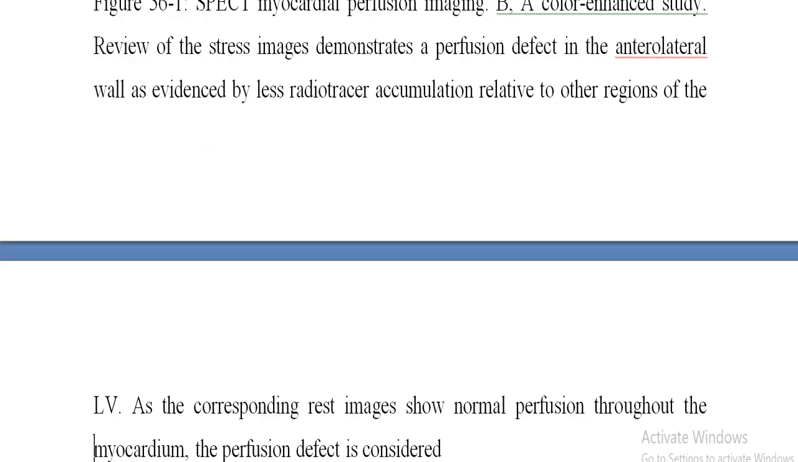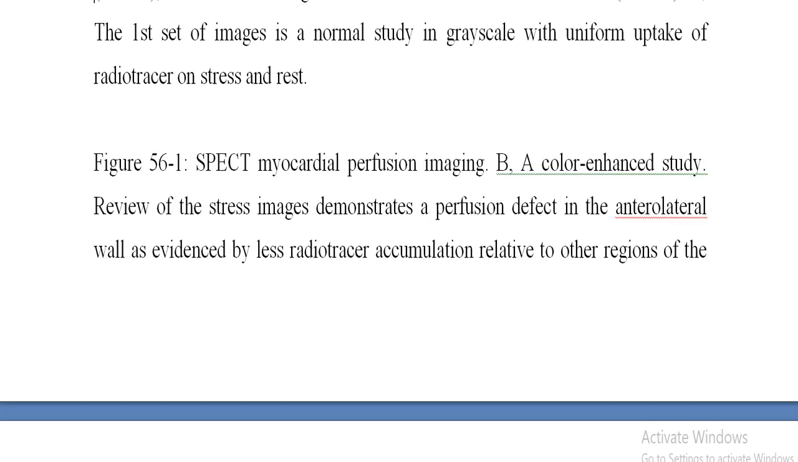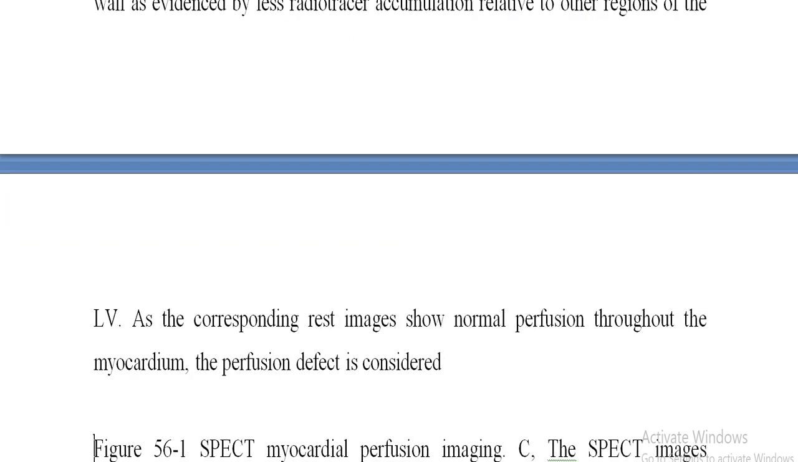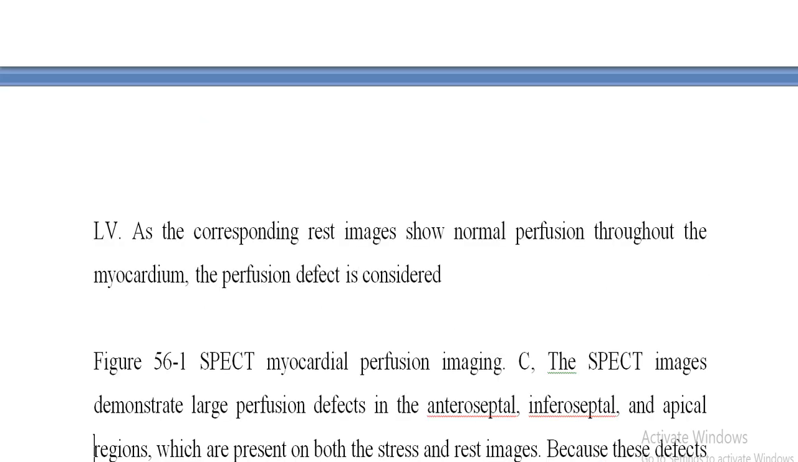Figure 56-1, SPECT myocardial perfusion imaging. B. A color-enhanced study. Review of the stress images demonstrates a perfusion defect in the anterolateral wall as evidenced by less radiotracer accumulation relative to other regions of the LV. As the corresponding rest images show normal perfusion throughout the myocardium, the perfusion defect is considered reversible.